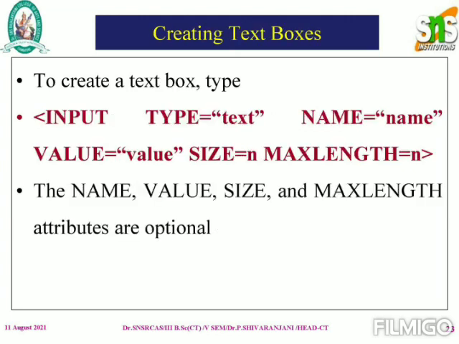To create a text box, you have to type input type equal to text. It means that you are going to create a text box, and the name of the text box is given as the text box's name, the value is value, the size is equal to n, and maxlength equal to n. Now this name, value, size, maxlength, these are all optional. If you need, you can give them, otherwise you can leave them out. Okay.